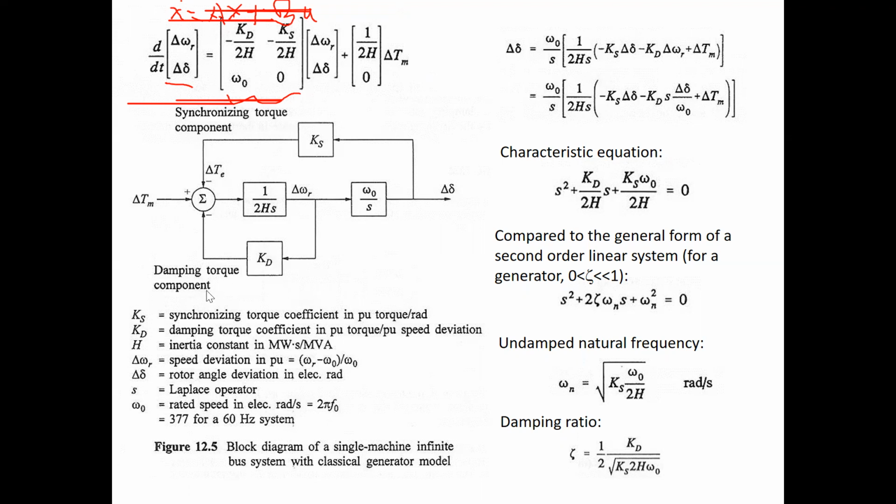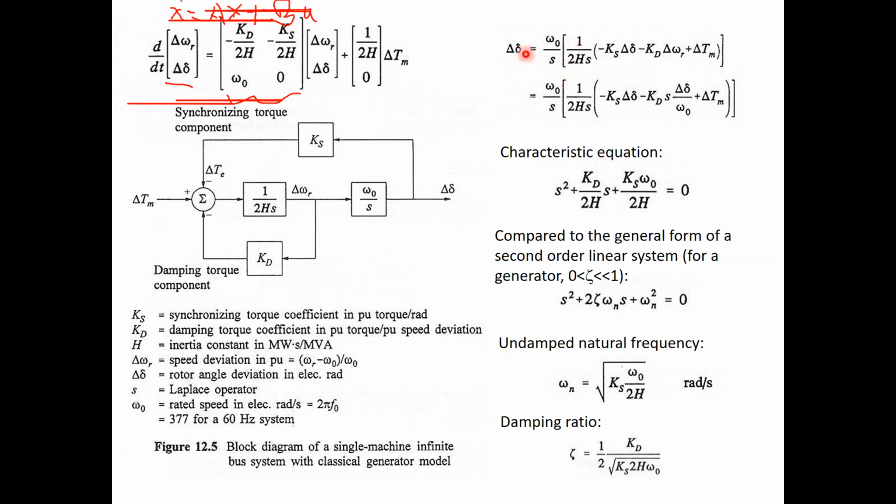All right. So this is the synchronizing torque coefficient, damping torque coefficient, inertia, speed deviation, rotor angle deviation, Laplace transform, and the rated speed. Here it is, because the book I had it from is Kundur, they have it at 60 hertz, but this can be at 50 hertz, so it will be how much? At 50 hertz, omega naught will be equal to 314 radian per second, right?